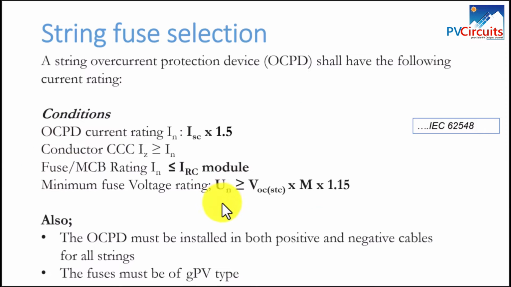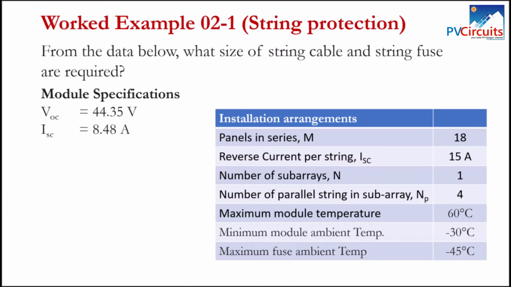And also the device must be installed in both positive and negative cables for all strings. So not just one cable, like the positive side alone, but both cables, the positive and the negative. Then the fuse must be of GPV type. This is in case you're using a fuse and not the MCB. Again, let us explain those conditions through a worked example.